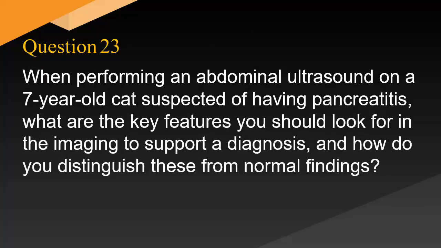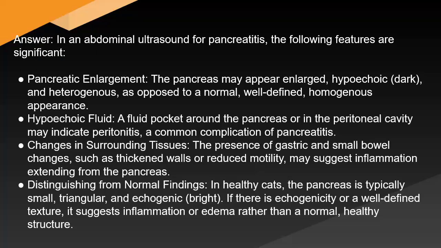When performing an abdominal ultrasound on a 7-year-old cat suspected of having pancreatitis, what are the key features you should look for in the imaging to support a diagnosis, and how do you distinguish these from normal findings? Answer: in an abdominal ultrasound for pancreatitis, the following features are significant. Pancreatic enlargement. The pancreas may appear enlarged, hypoechoic (dark), and heterogeneous, as opposed to a normal, well-defined, homogeneous appearance.